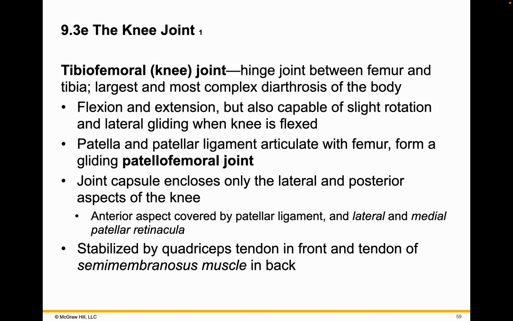The joint capsule encloses only the lateral and posterior aspects of the knee. The anterior aspect is covered by the patellar ligament and the lateral and medial patellar retinacula. It's stabilized by the quadriceps tendon in the front and the tendons of the semimembranosus muscles in the back.